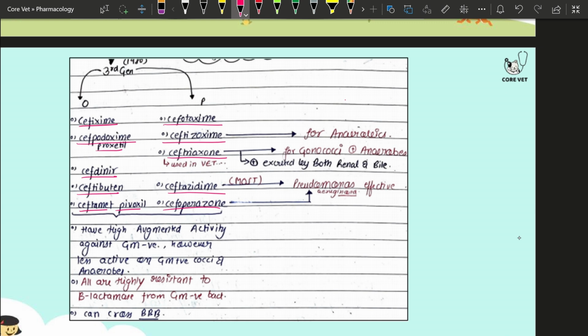Now, what are the properties of these parenteral drugs? They are generally used in the clinics. Ceftizoxime is used for anaerobic bacteria, right? And ceftriaxone is used for gonococci, and one thing is that it is excreted by both the renal and the bile route. If we talk about ceftazidime, it is effective against Pseudomonas aeruginosa. Similarly, cefoperazone also.